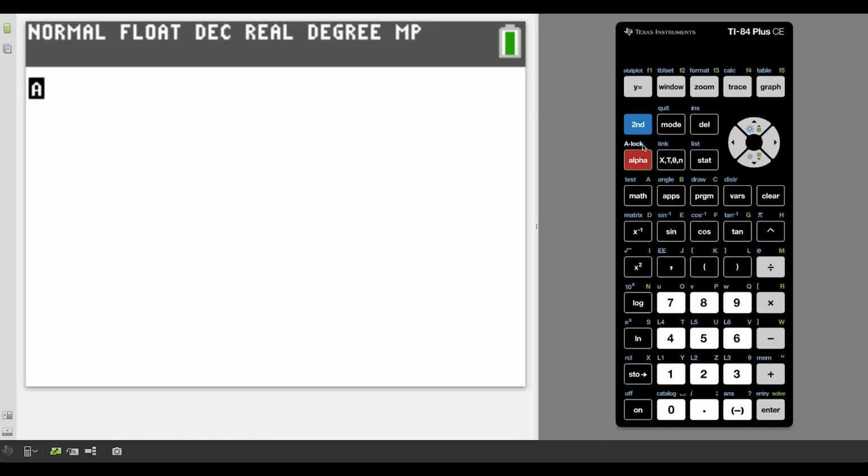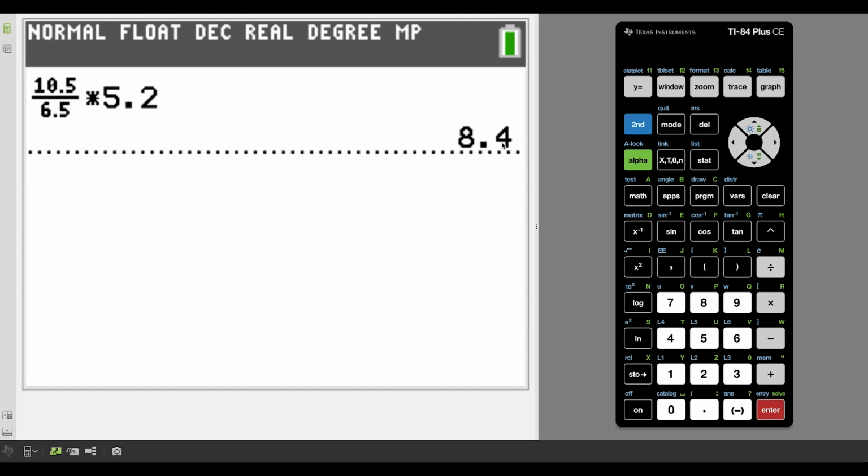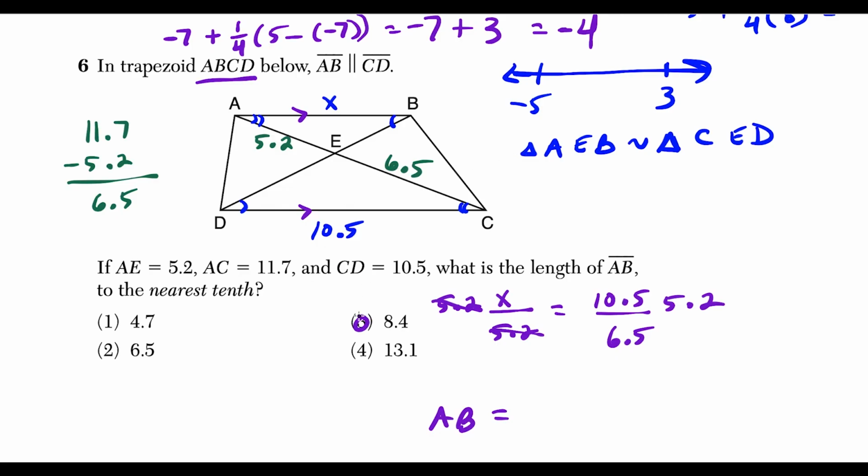So now let's just type this in. We've got alpha y equals, enter to type fractions. We've got 10.5 divided by 6.5, and we're multiplying all of this by 5.2. So times 5.2, and this is going to work out to 8.4. So question 6, we're going with choice 3.